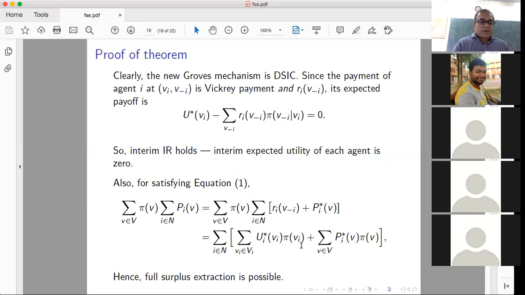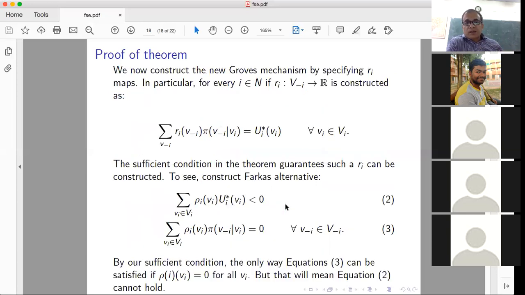So we have to select a Q and P pair. Q is selected so that the highest value agent gets the object. And P is basically the Vickrey payment plus this R_i(v_-i), which is a solution to this system of equations. And basically the condition given in the theorem ensures that there is a solution to this system of equations.